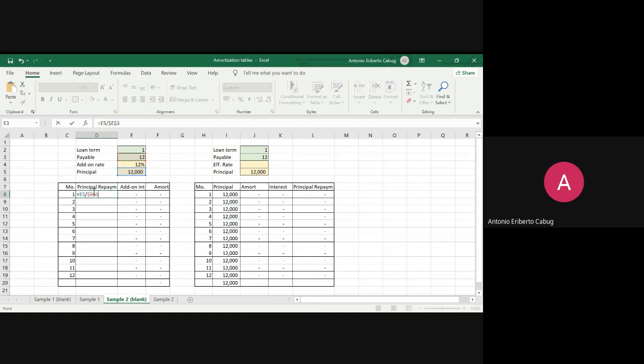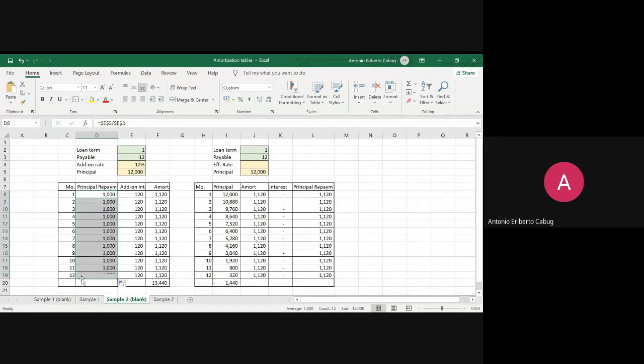So Fn F4, kung laptop kayo Fn F4, kung PC F4 lang para magkaroon ng dollar signs. Hindi sila tatakbo, no? Yung 12,000 over 12, it will remain the same. Scroll nyo hanggang month na 12. The add-on interest is the principal repayment multiplied by the add-on rate. So usually, banks will give you an add-on rate. Ang mangyayari, magbabayad tayo ng 1,000 plus 120, 1,120 every month.